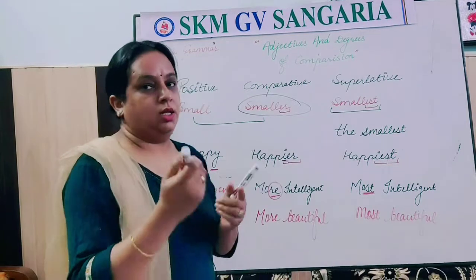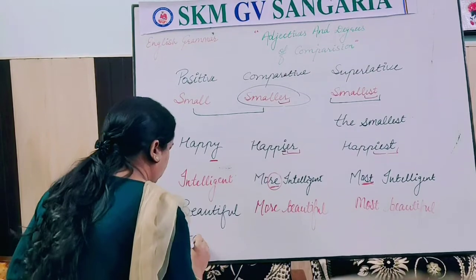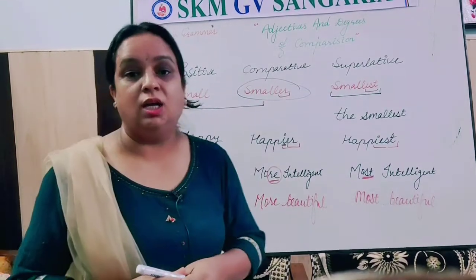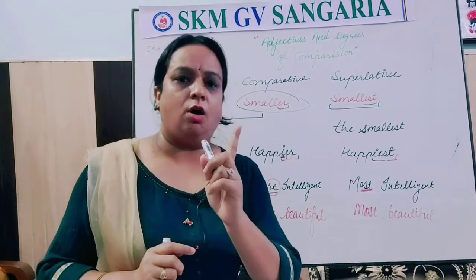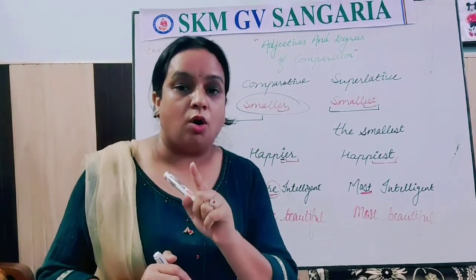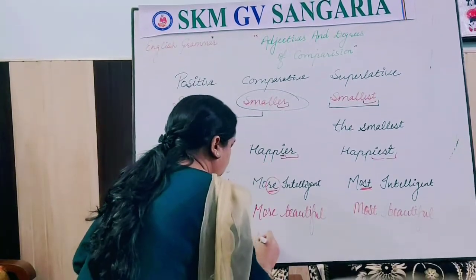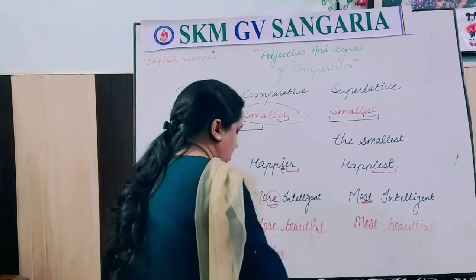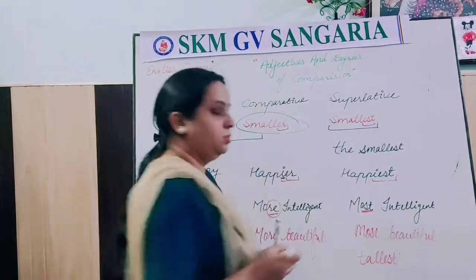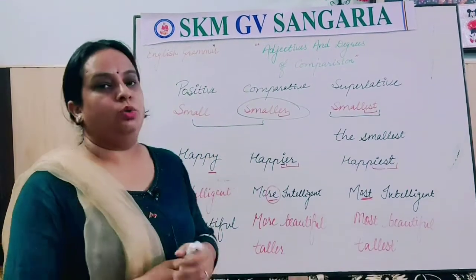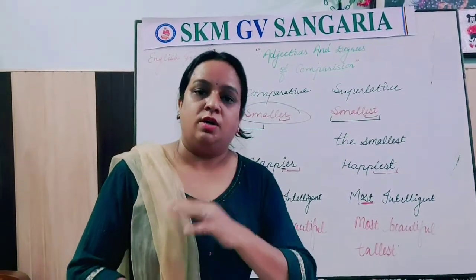Let's say one more example. For example, we will say tall. Now speak tall. Only one time. So what do you have to use, more tall or taller? It's taller because it's tall. Clear? So what is the degree? Taller and tallest. So this was how we have to learn the comparative degree and superlative degree of adjectives.